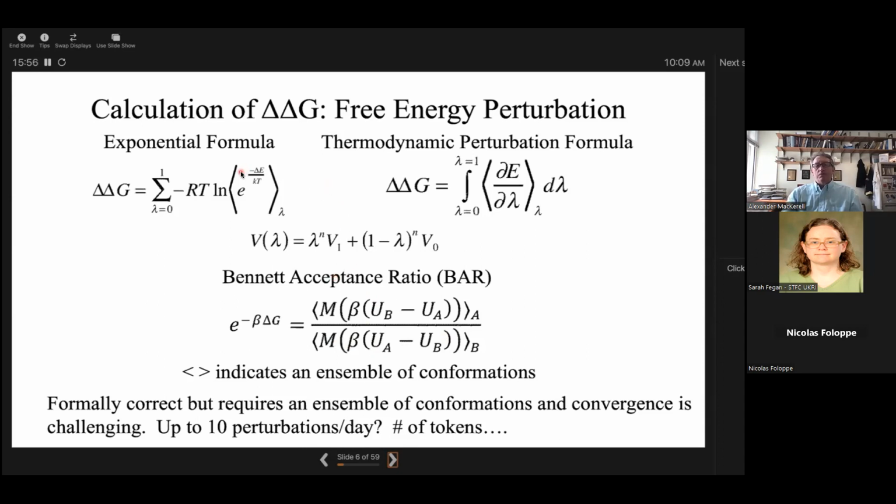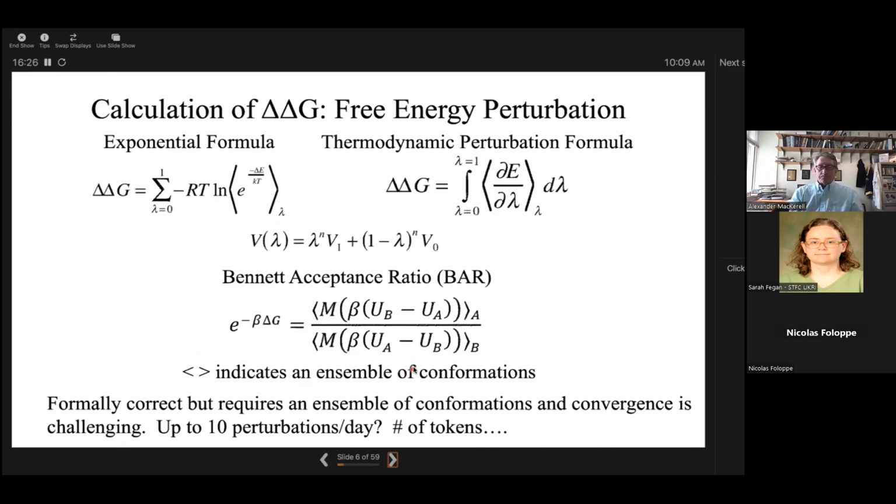Now, these methods, which are just getting the change in the binding affinity, are computationally more efficient than calculating the absolute binding affinity. However, you can see that in all of these equations, we've got our brackets here, okay? And our brackets represent an ensemble of conformations. So when we're doing free energy perturbation, for every new ligand, we have to generate this ensemble of conformations. And this is still expensive.